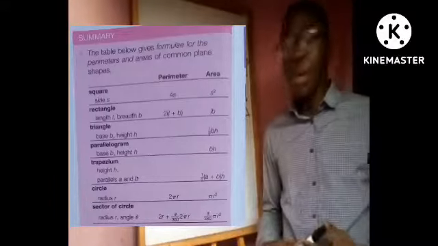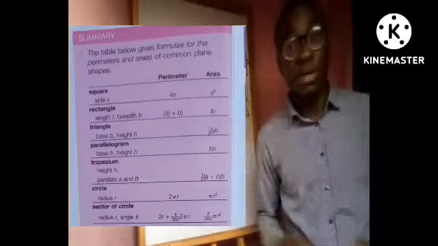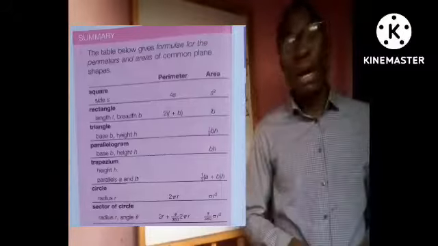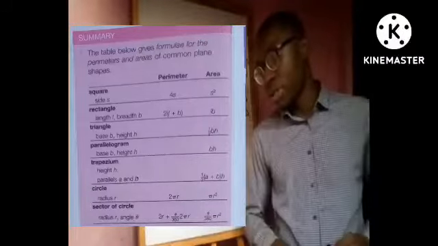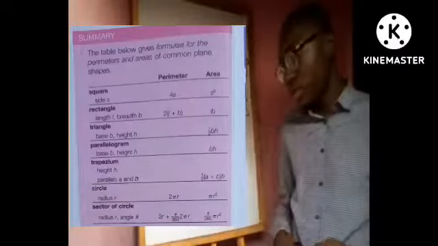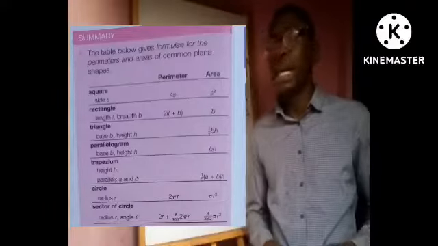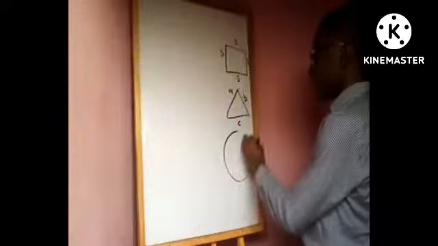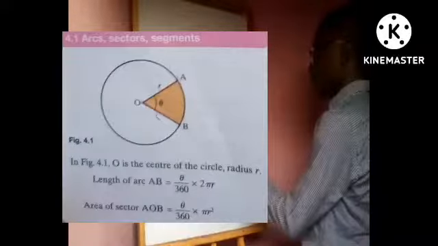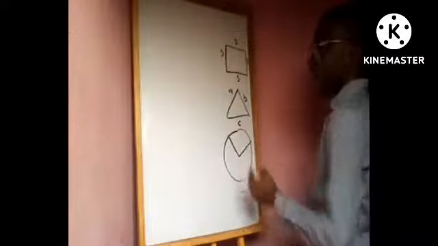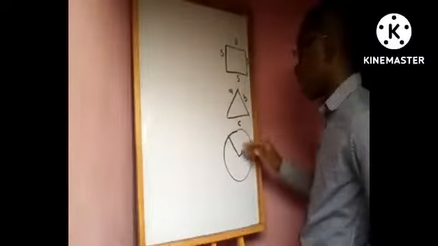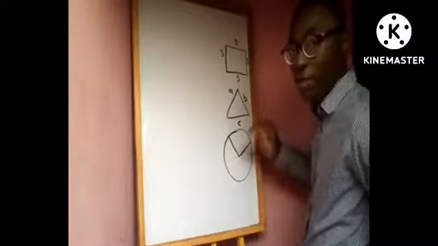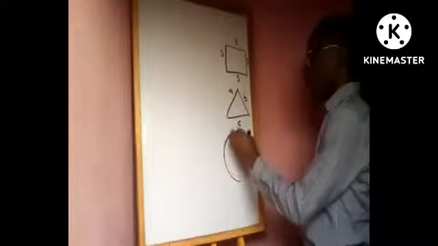Then you have your circle. The perimeter of a circle is also known as the circumference of a circle, and it's given by 2πr. You also have the sector of a circle, where the perimeter of a sector is 2r + (θ/360) × 2πr. The reason for this is that a sector of a circle is when you have a circle and a portion of the circle cut out, just like from a pizza. When you cut out a sector of pizza from it, then you have this part that you cut out.